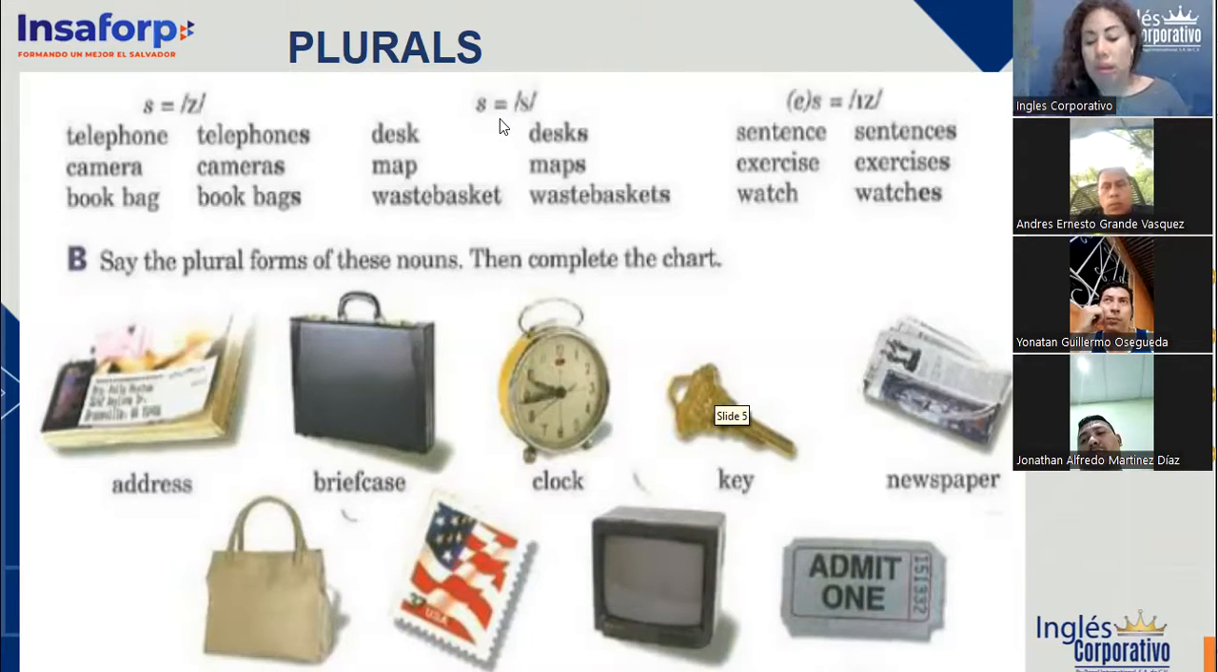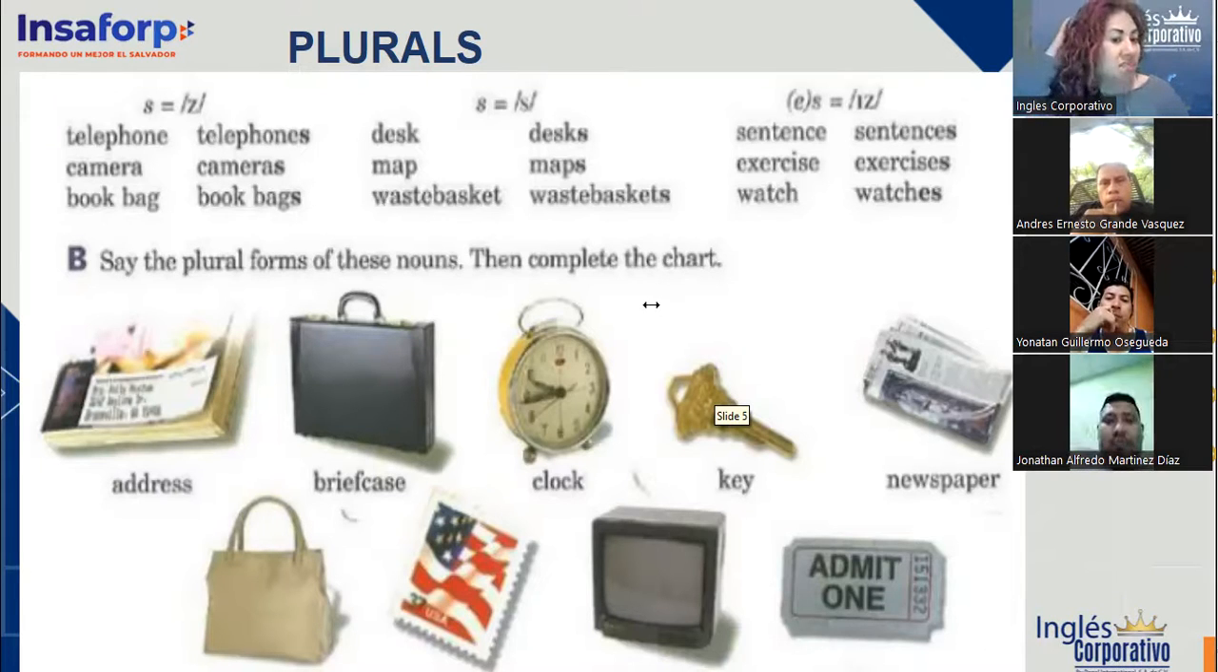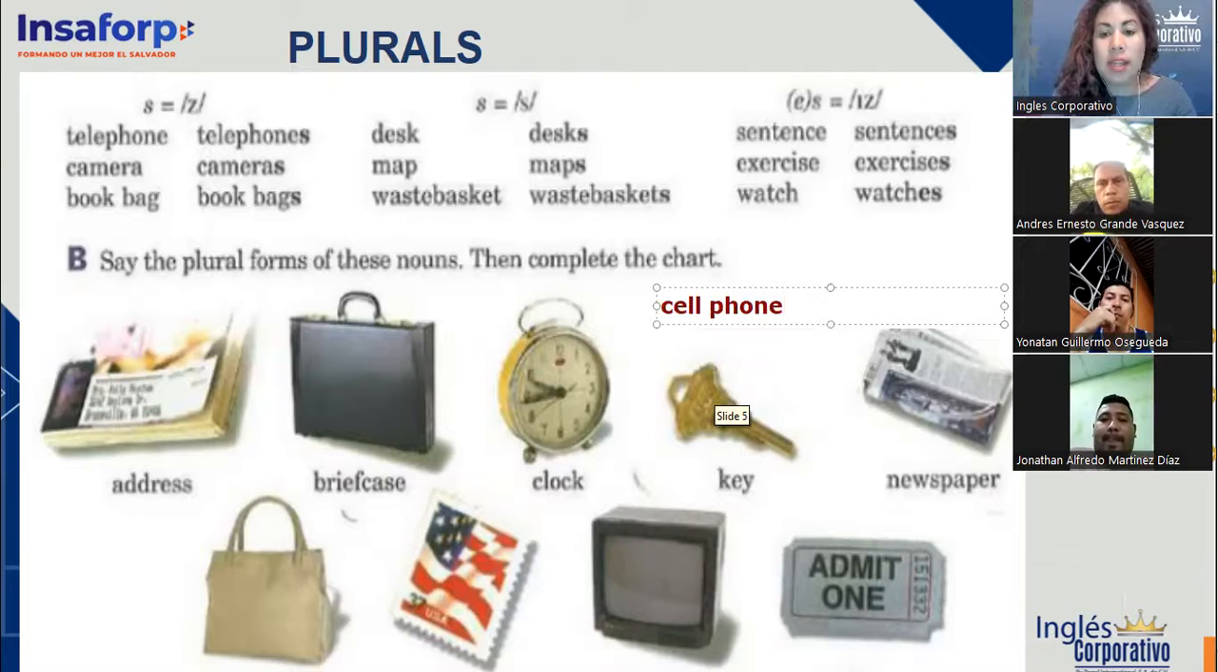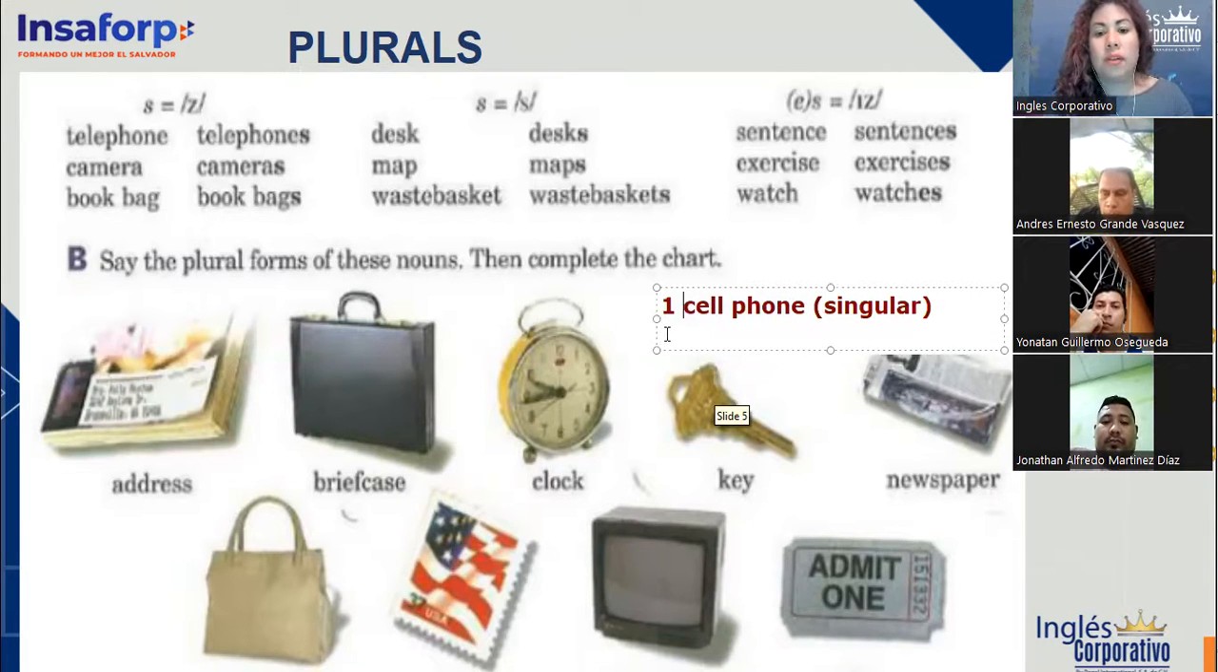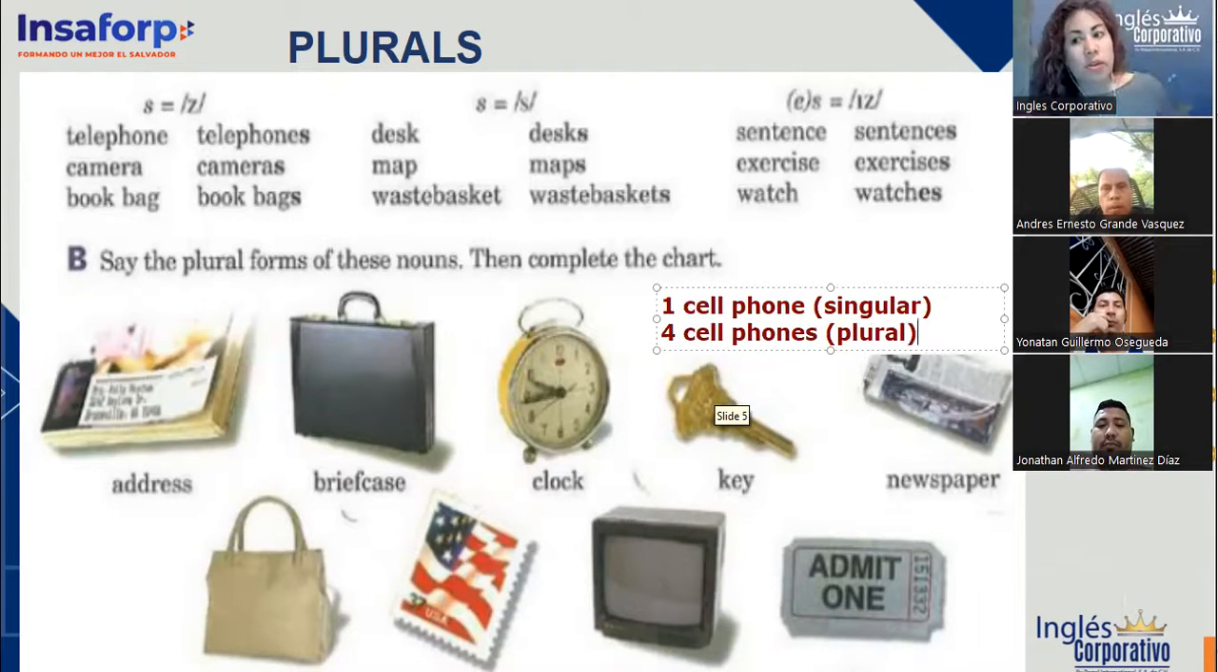Okay, so here we have plurals. We're talking about different ways to pronounce plurals. So in English, normally to make a plural, we make it with an S. To give you an example, let's say cell phone. Cell phone is singular. We can say one cell phone, but if we have four, we say four cell phones. The S makes the plural. Similar to Spanish.